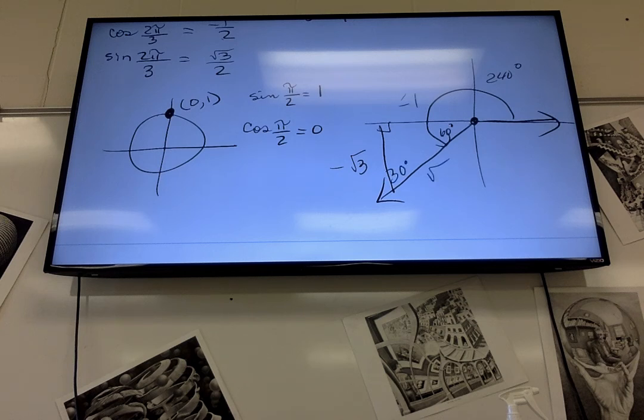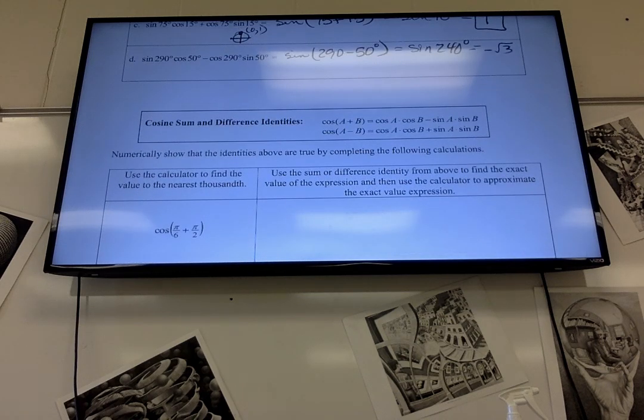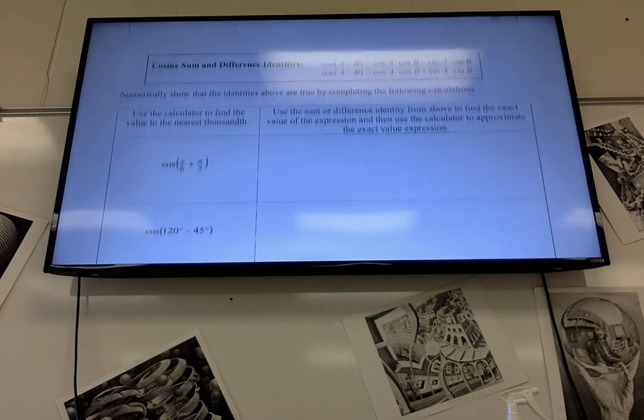And the hypotenuse is 2. So we're looking for the sine. What would the sine be? Negative square root of 3 over 2. Yep. So you can put that in your chart now. Good deal. All right.